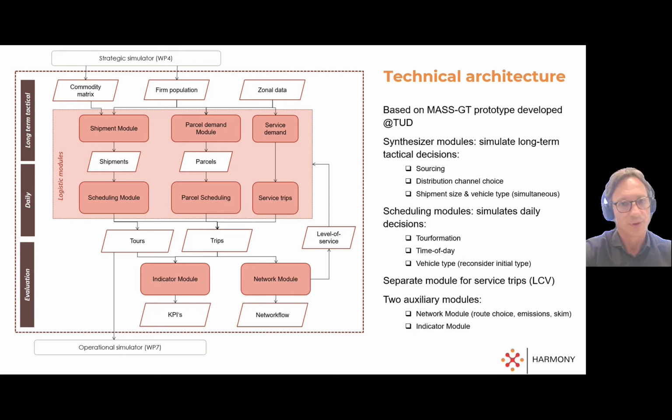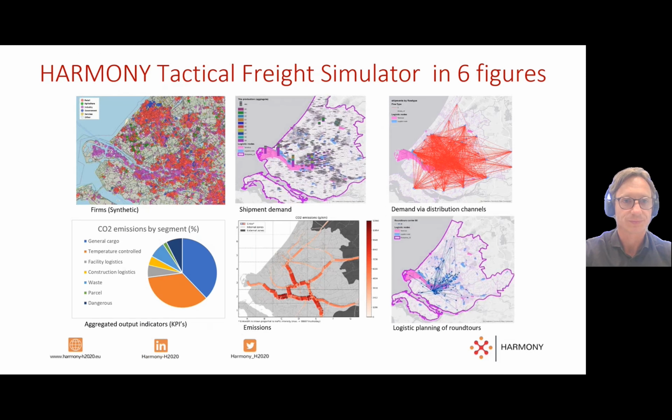We also developed some auxiliary modules that are needed to derive the necessary key performance indicators. So the network module predicts the trajectories of each individual vehicle and also calculates its emissions, to be able to make evaluations of the emissions of the different scenarios.